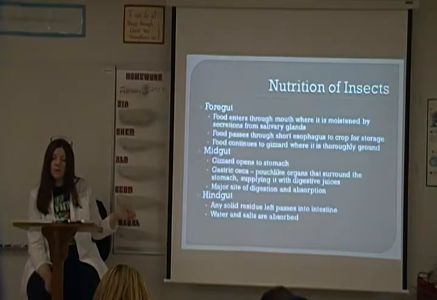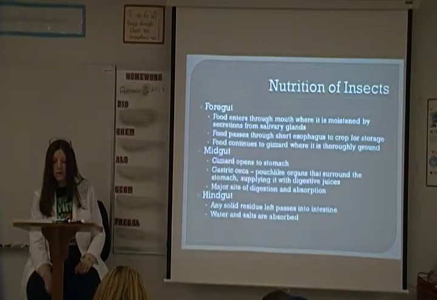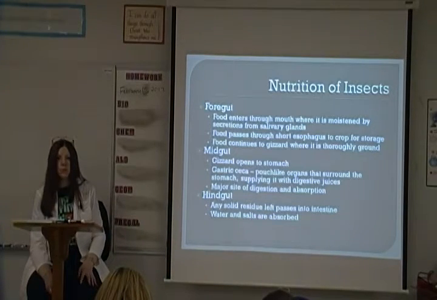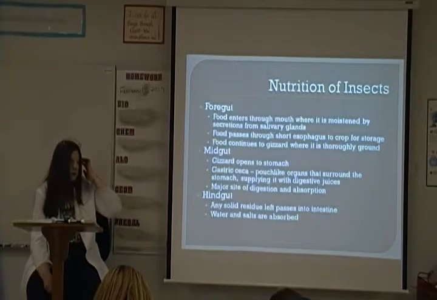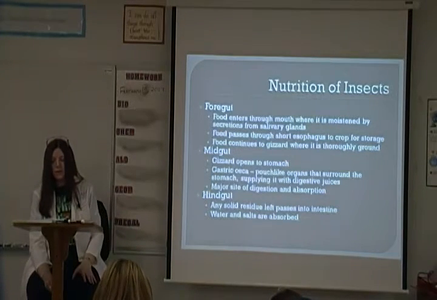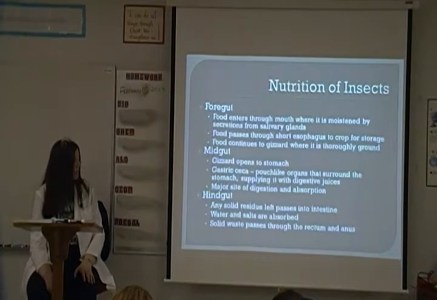Water and salts are reabsorbed or absorbed out. That's important because they recycle those materials and reuse them. So the water and salt is absorbed, but the solid waste is then expelled out of the body.